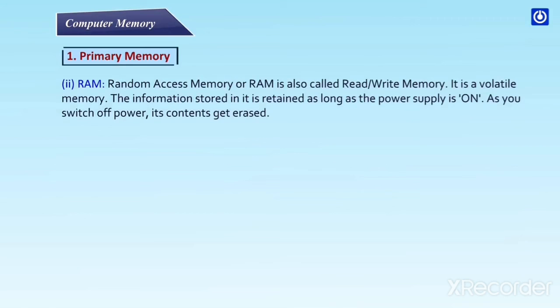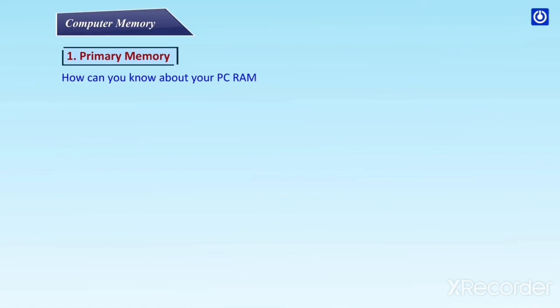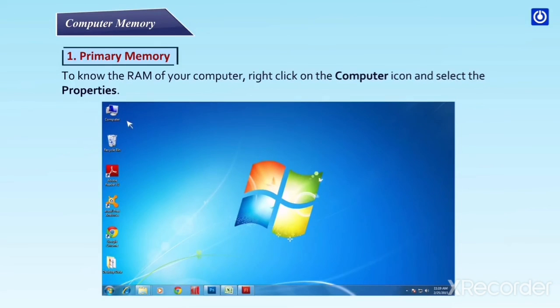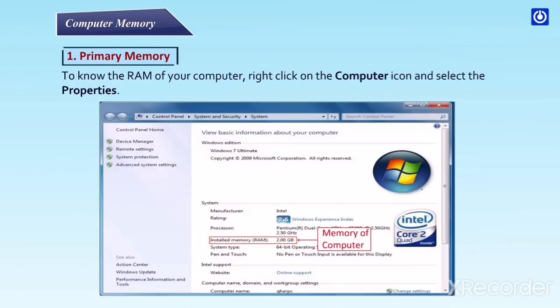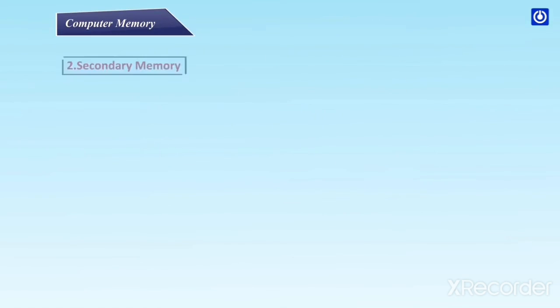RAM, random access memory, is also called read or write memory. It is a volatile memory. The information stored in it is retained as long as the power supply is on. As you switch off power, its contents get erased. How can you know about your PC's RAM? To know the RAM of your computer, right-click on the computer icon and select properties. Some more: Robert Dennard invented one-transistor dynamic random access memory, or DRAM.